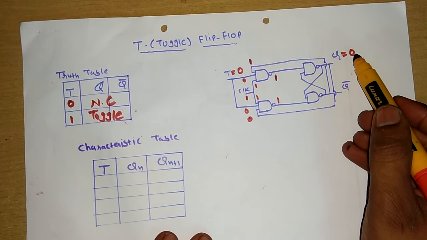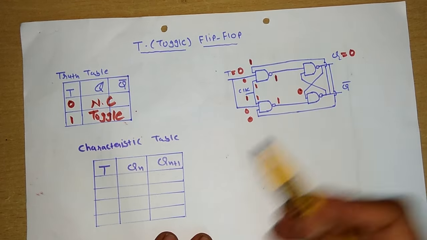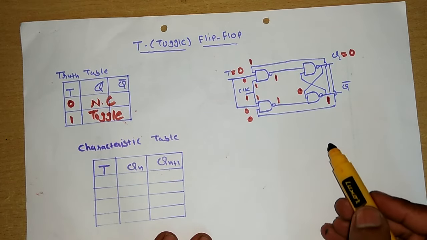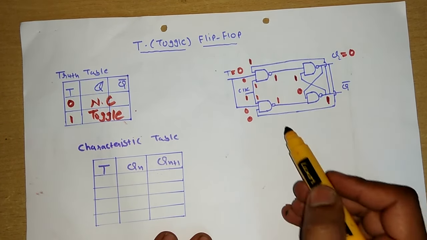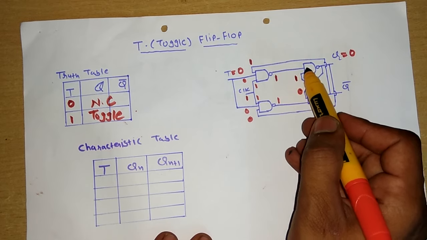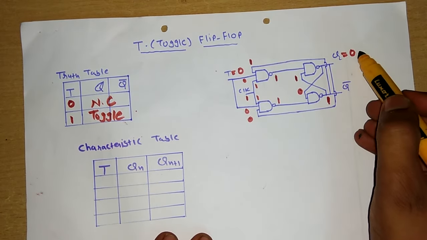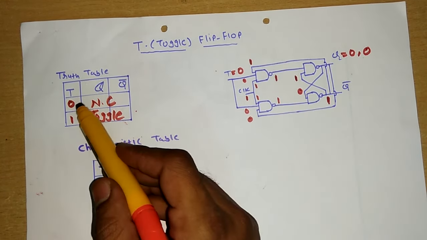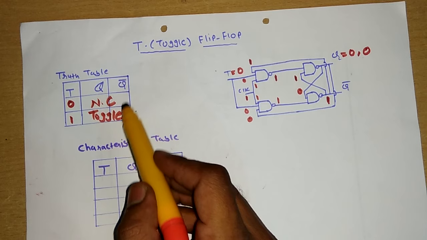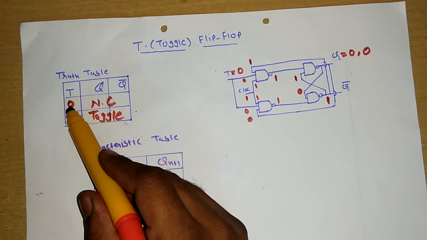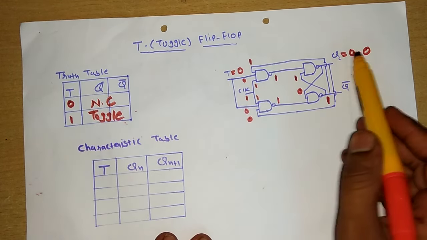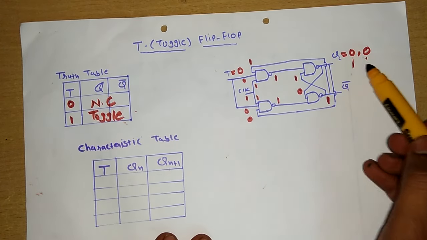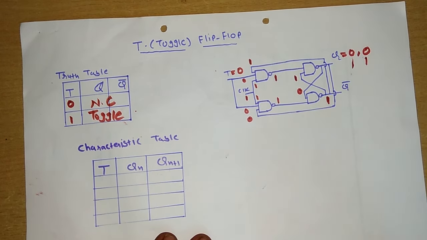Your output initially, if it is 0, another input of this NAND gate becomes 0, and if any input is 0, it means your output becomes 1 here immediately, and that 1 is transmitted at this end. Now here both the inputs of this NAND gate become 1, so your next output becomes 0. So that satisfies our logic of this T flip-flop. When T is equal to 0, your output is not going to change. If your present output is 0, your next output also becomes 0.